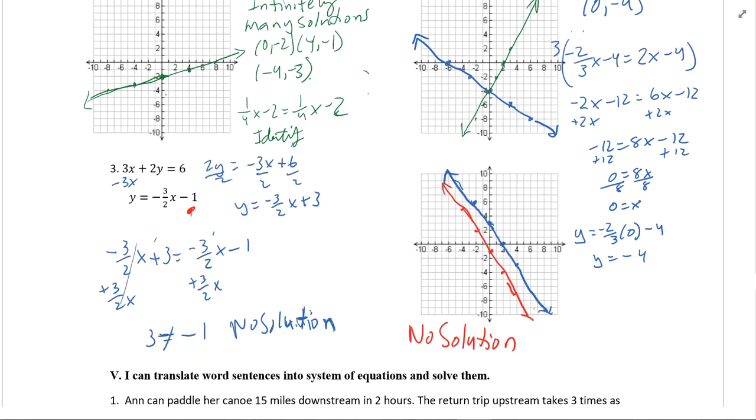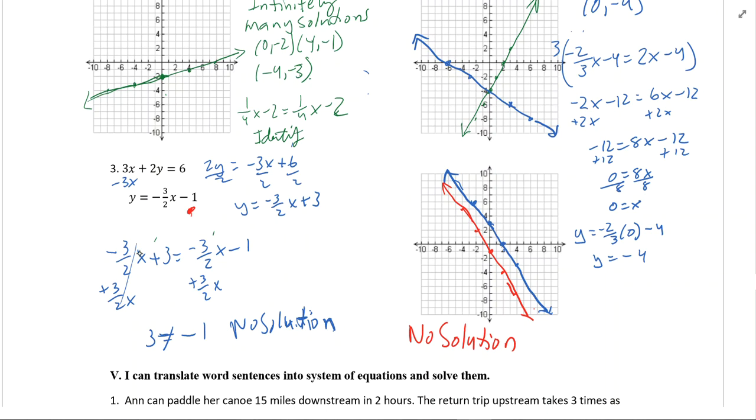Okay, so let's go ahead and check out number 3. So when you turn this one into slope-intercept form, hopefully you notice they had the same slope but different y-intercept, which meant they were going to be parallel lines. I know mine aren't perfectly straight, but yours should be. So that means no solution because they never intersect.